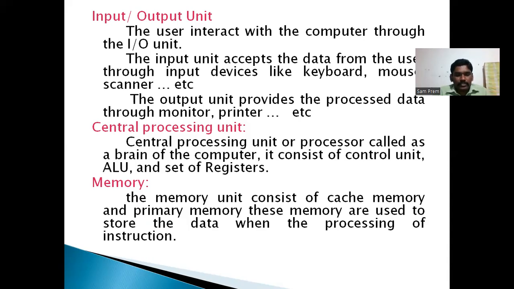Next one, memory unit. The computer accepts data and produces some output. This output will be stored in a memory location, that is, a space. The space is called memory. A computer consists of memories like cache memory, primary memory, and secondary memory. Cache memory and primary memory are used to store data during the processing of instructions.